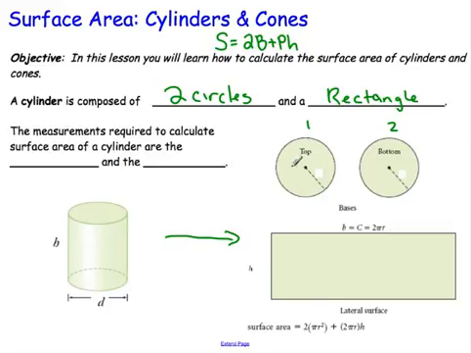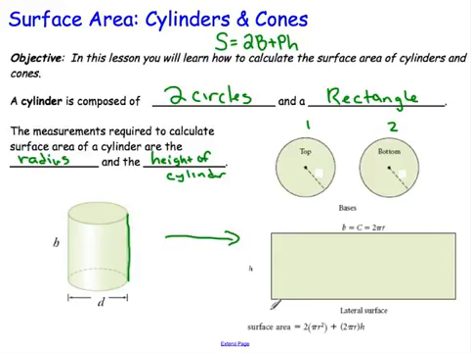The measurements that we need to calculate the surface area of a cylinder are simply the radius, because that's what we're going to need in order to figure out the area of the circles. And then we're going to need to know the height of the cylinder. The height is technically the distance between the two circles, this distance from the top to the bottom.